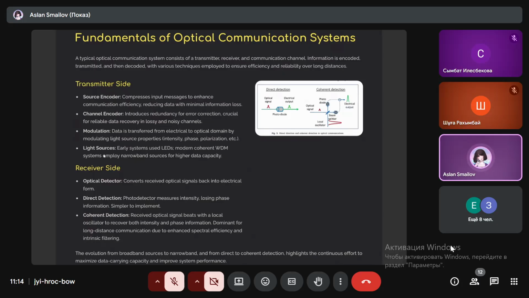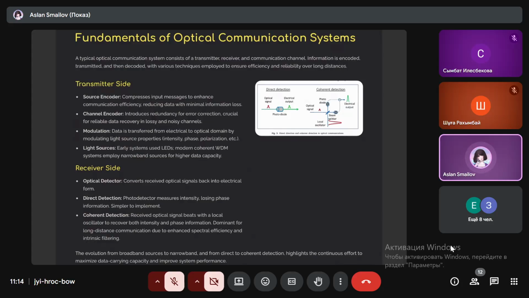And for the light source, early systems used LEDs, like the fire. Modern coherent WDM systems employ narrowband sources for higher data capacity. And for the receiver side, an optical detector converts received optical signals back into electrical form. Next one is direct detection.